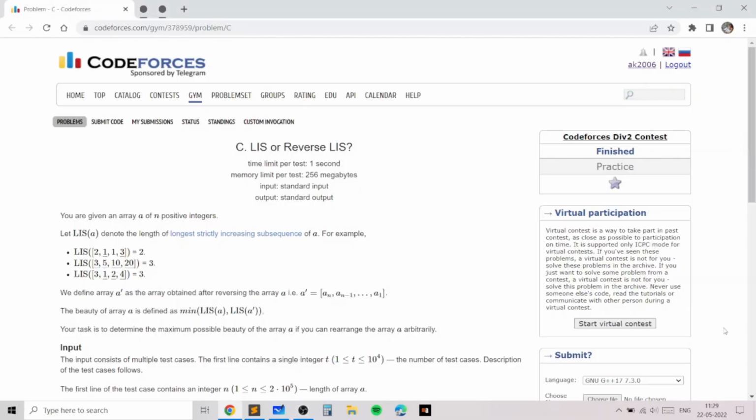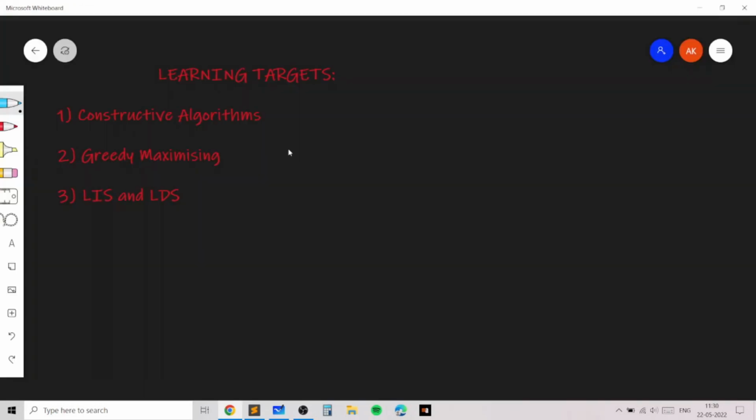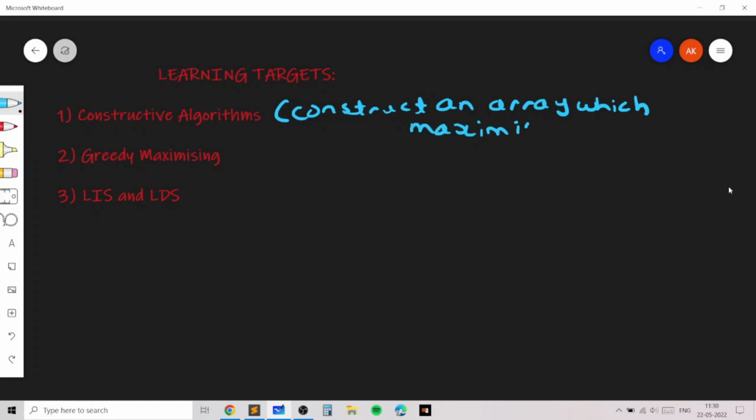Everyone. In this video, I will go over my solution for the problem named LIS or reverse LIS taken from today's Codeforces round. This problem is an excellent problem which combines three important concepts. The first one is the idea of constructive algorithms, in which we construct an array. In this problem, we are not explicitly asked to construct and print a solution, but we are going to do that because the construction will obviously help you see the solution better.